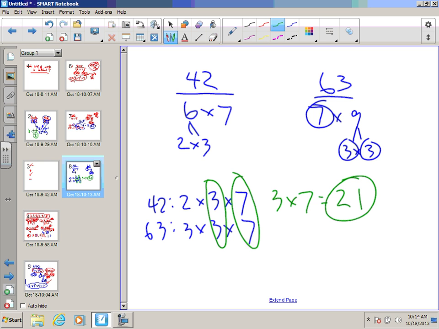24 and 60? They have 4. Anything bigger than 4? Yeah, 12. It's going to be 12.